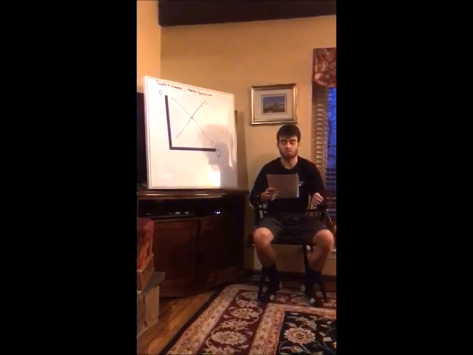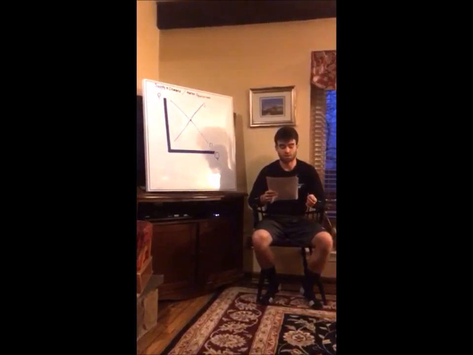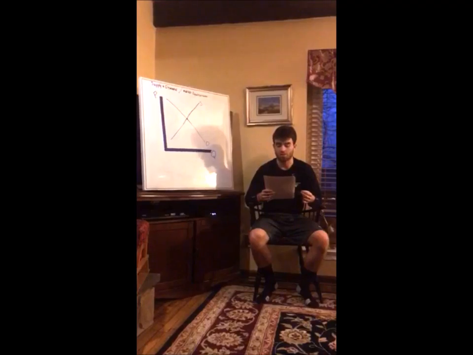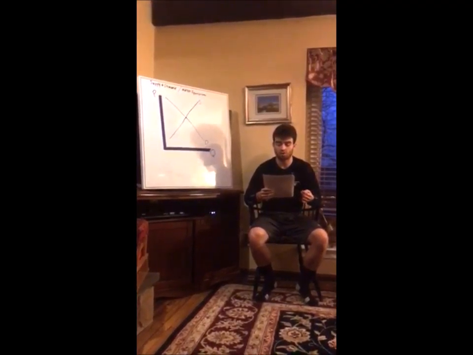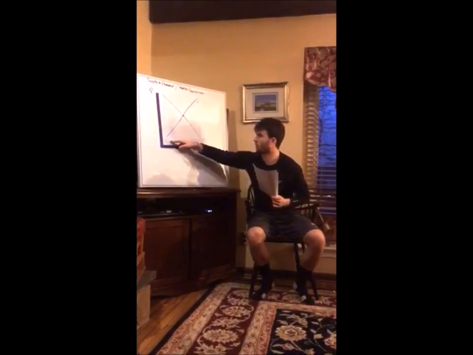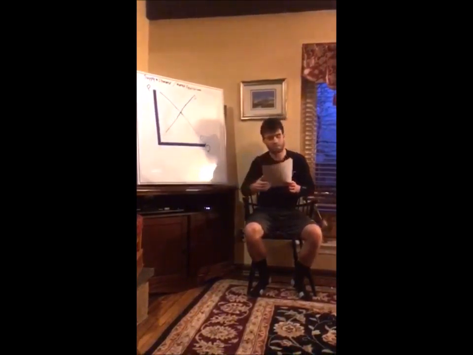In addition, the law of supply states that as price rises, the quantity supplied rises, and as price falls, the quantity supplied falls. This means there is a direct relationship, which results in an upward sloping supply curve, starting from the bottom left-hand corner up to the top right-hand corner.